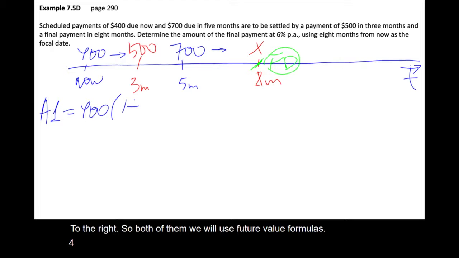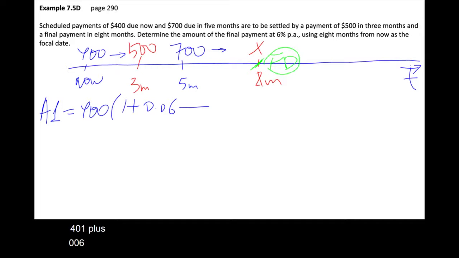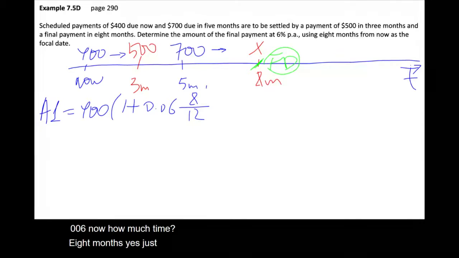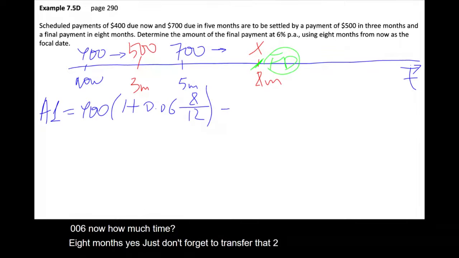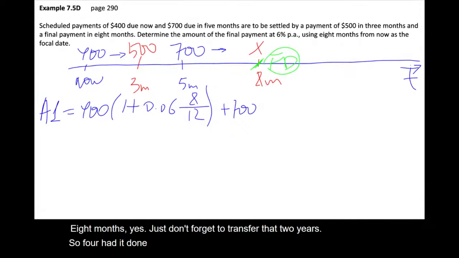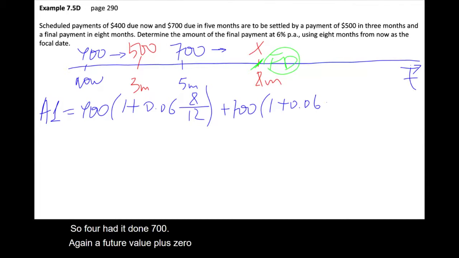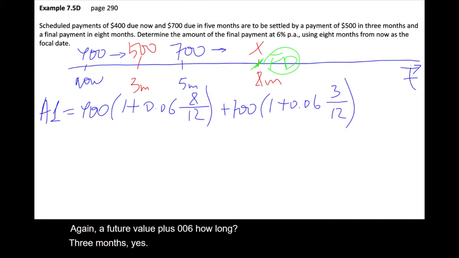400, 1 plus 0.06. Now, how much time? 8 months. Yes. Just don't forget to convert that to years. So 400 done. 700, again future value, 1 plus 0.06. How long? 3 months. Yes. And again, future value formula. So let's calculate agreement 1.